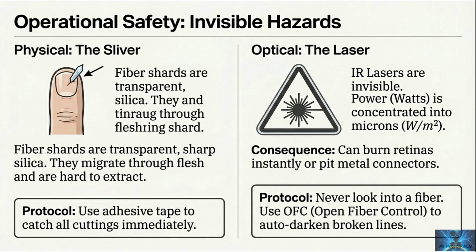Optically, many fiber systems use infrared lasers, which are invisible. Power is concentrated into microscopic areas, which can damage retinas instantly and can even pit connector faces. The rule is non-negotiable. Never look into a fiber, and never assume a dark fiber is safe. Use proper inspection tools and safe work practices for open fiber control.